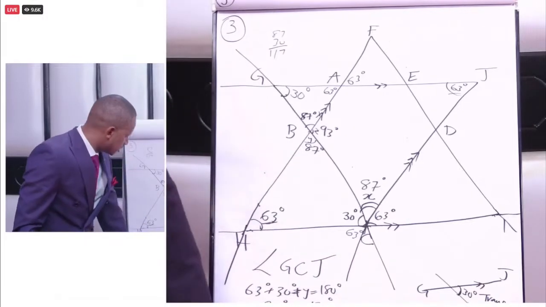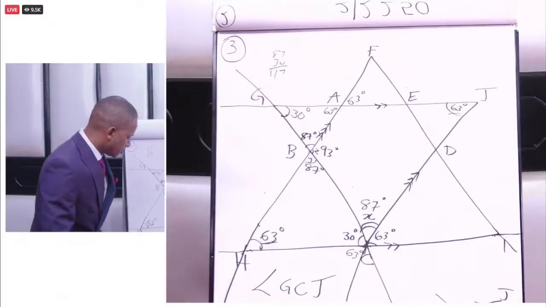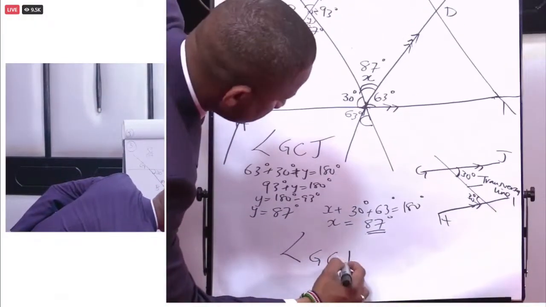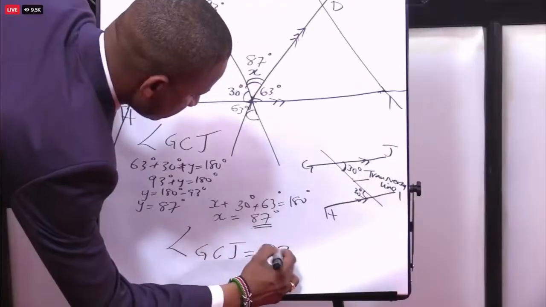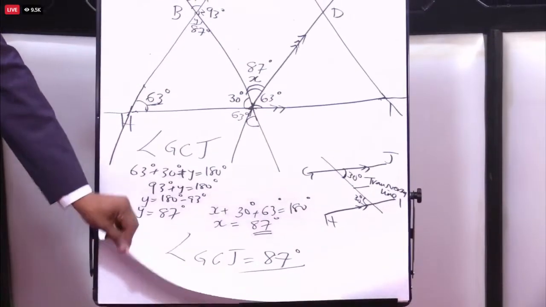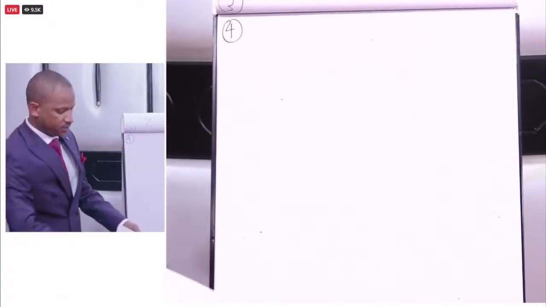We go to question number 4. So our angle GCJ equals 87 degrees. Question number 4: angles again in a different way.